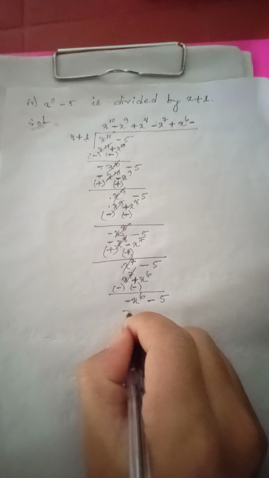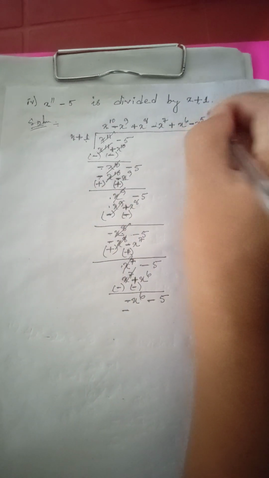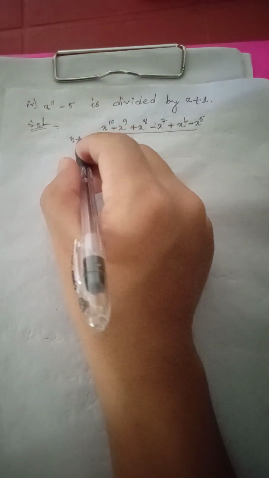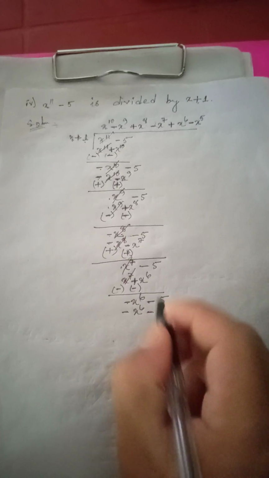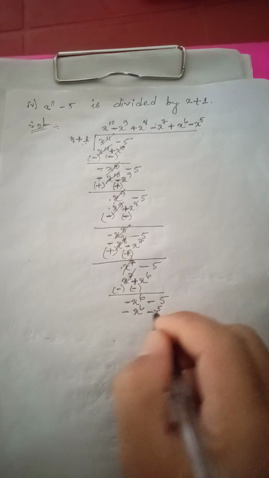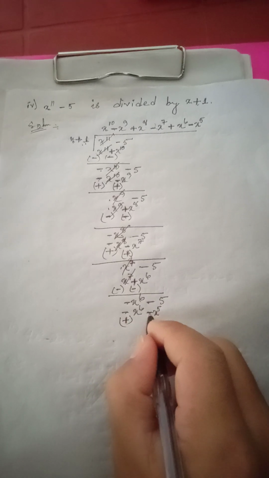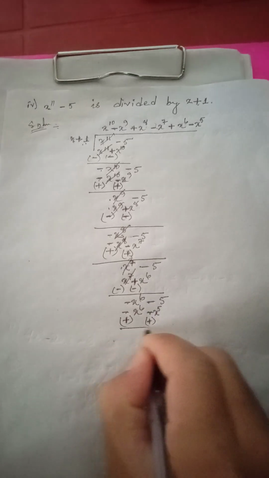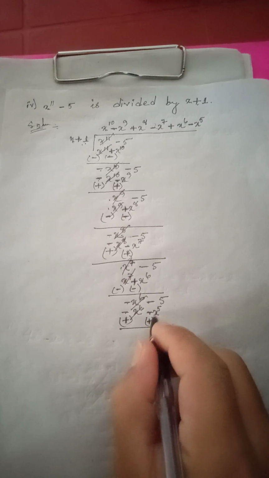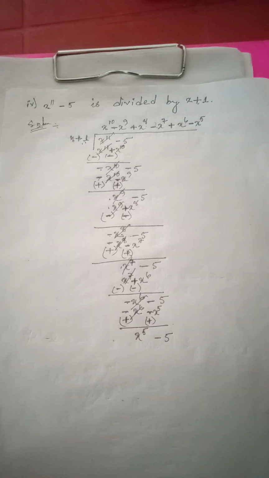Minus into plus will give you minus. X, how many times will it be in order to get x power 6? It will be x power 5. Plus into minus will give you minus. And then 1 into x power 5 will give you x power 5. As we have minus, we have to write plus. As we have minus, we have to write plus. Whatever you are able to cut, you cut it. And what is left with us? It is x power 5 minus 5, right?